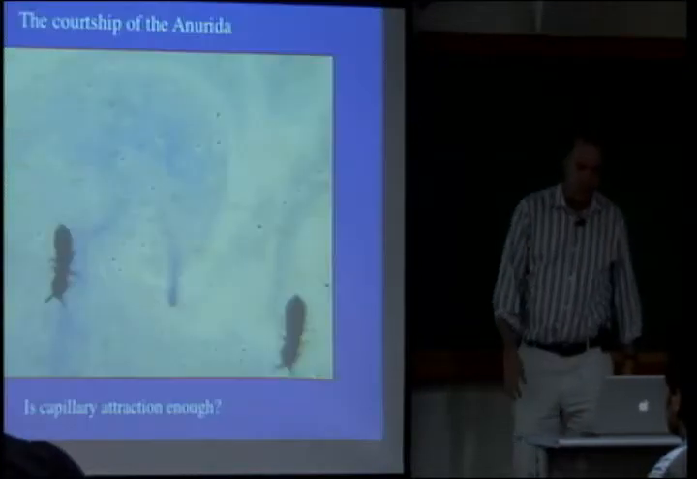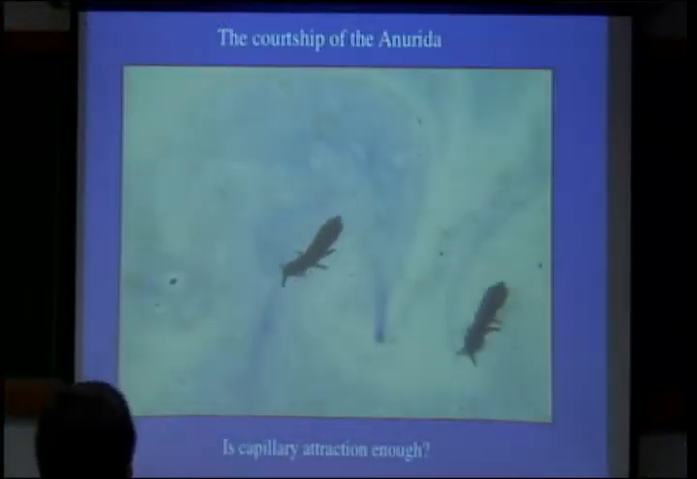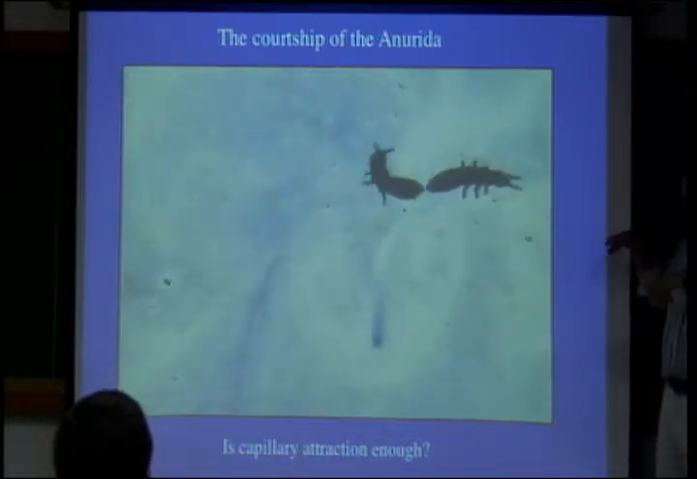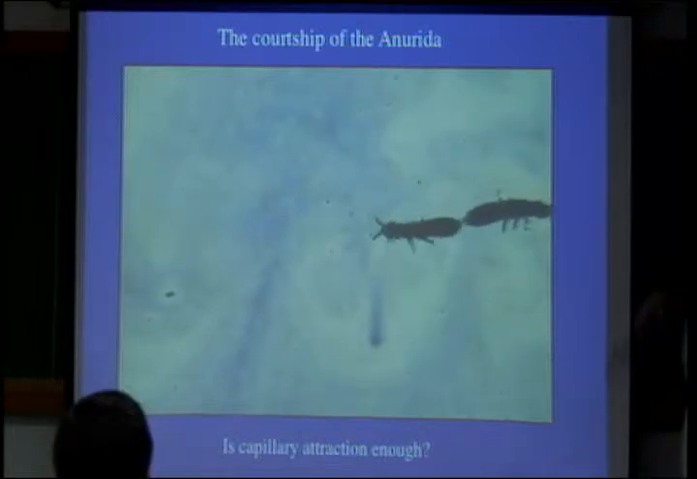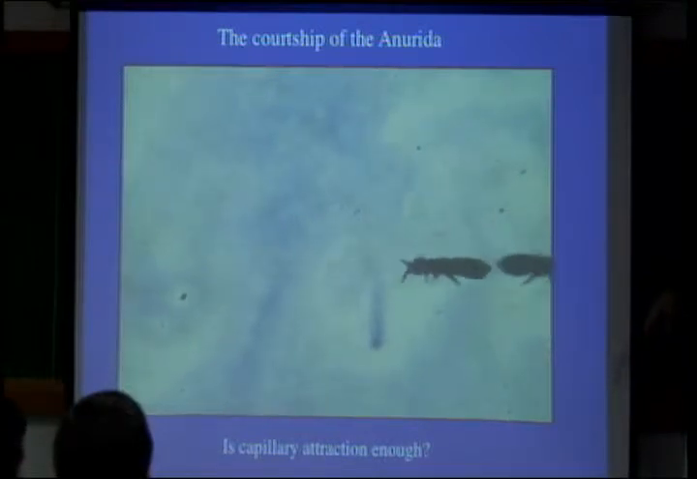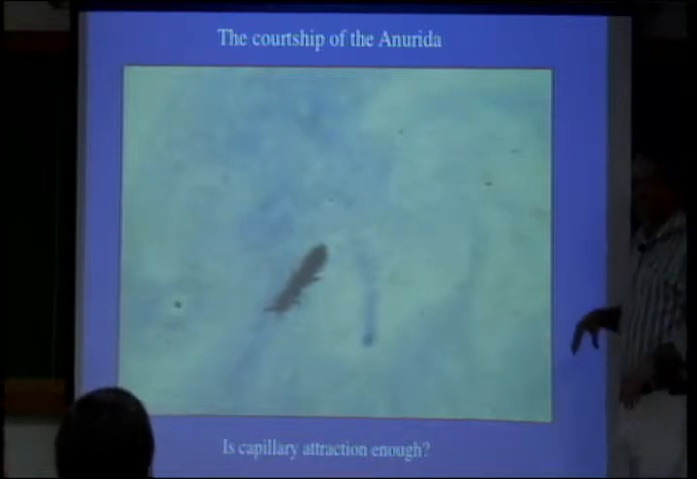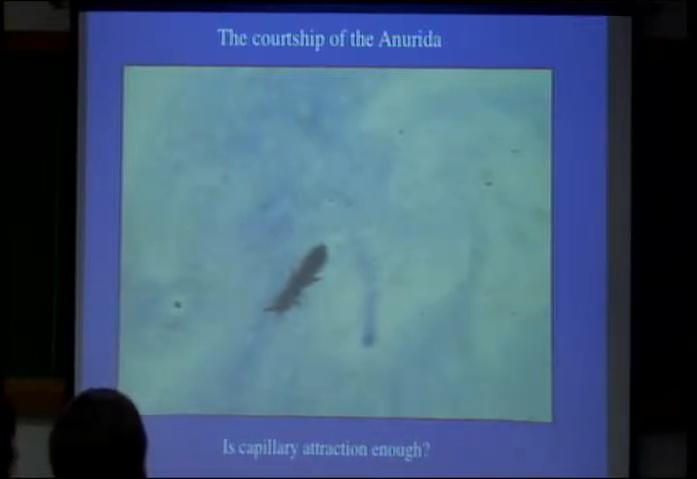Okay, and so who cares about these things? Well, these bugs do, because this is how they attract their mates. They basically distort the interface in order to generate these capillary attractive forces, and then if they decide that it's not a love connection, then they try and separate. They try and escape, and their surface tension was not enough to bind them together.